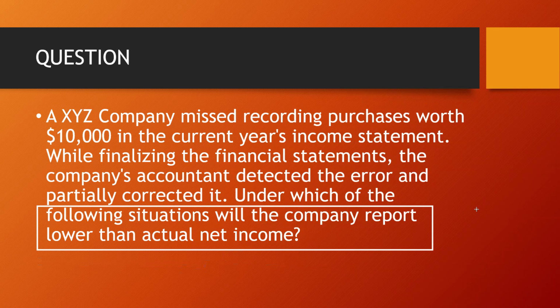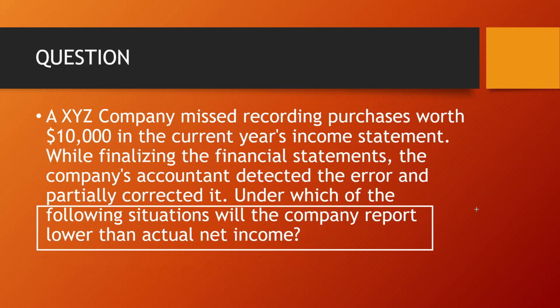The question starts with: the company missed recording a purchase worth $10,000 in the current year income statement. So they missed a purchase item, an income statement item. They are also asking what happened to the net income. So practically we need to think everything inside the box of the net income, not outside. You can't go and say balance sheet item. Don't care. It's none of the concern to this question.